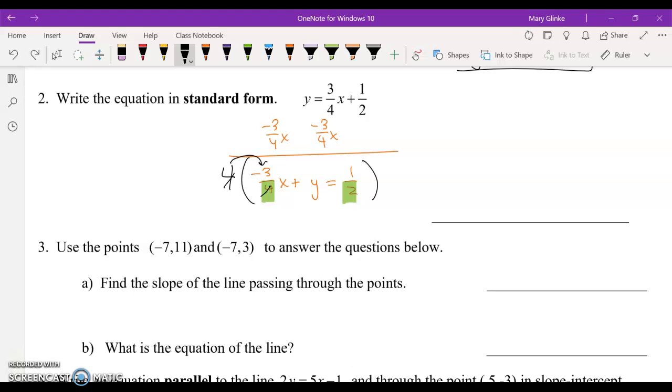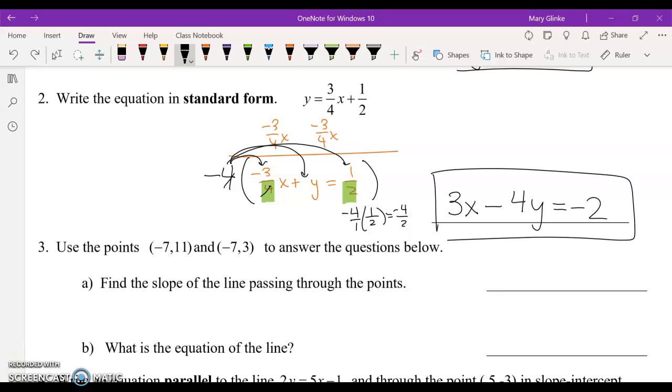This first 4 is going to cancel out the denominator there. Oh, there's also a negative sign, so let's go ahead and get rid of that negative sign as well. So my new a value is a positive 3 in front of the x. Then we're going to distribute to the y, so this is going to become minus 4y. And finally, we're going to distribute to the 1/2, so we're doing negative 4 times 1/2. So you can multiply the numerators and the denominators and then divide. So your c value should be negative 2.